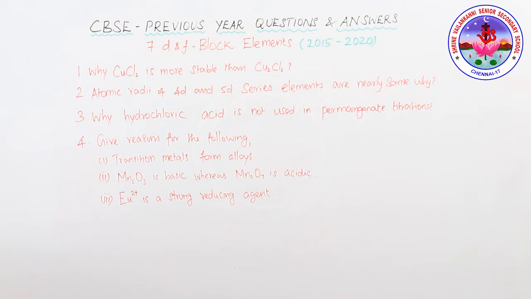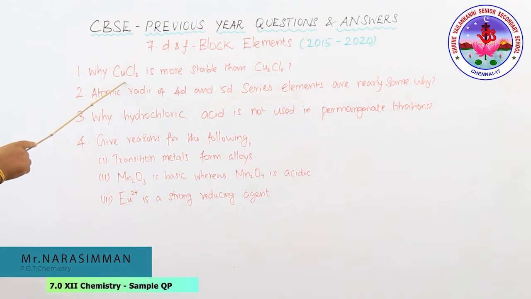Look at this question, students. Why is copper 2 chloride more stable than copper 1 chloride? That is, CuCl2 is more stable than Cu2Cl2. Here, as I already said, this copper has the +2 oxidation state and this copper has the +1 oxidation state. One is the cupric form, the other is the cuprous form. That is why it is more stable. Copper +2 is more stable compared to copper +1.